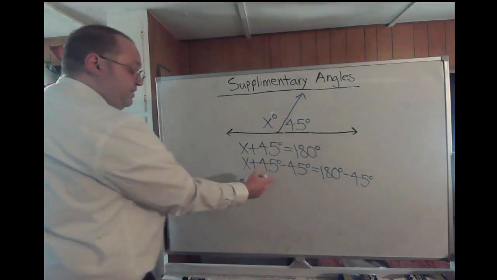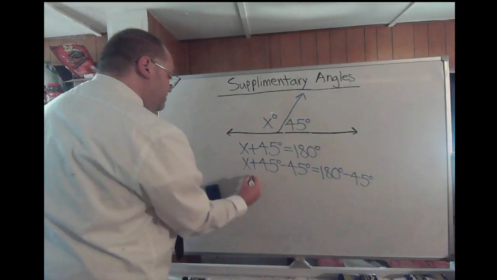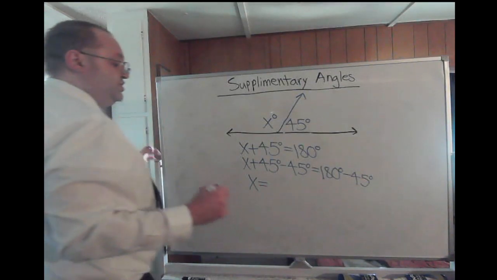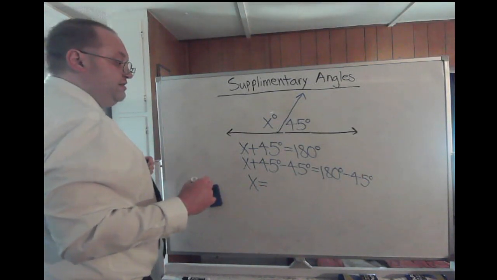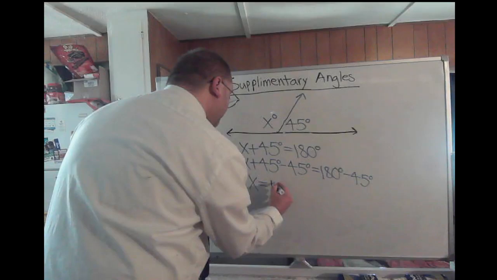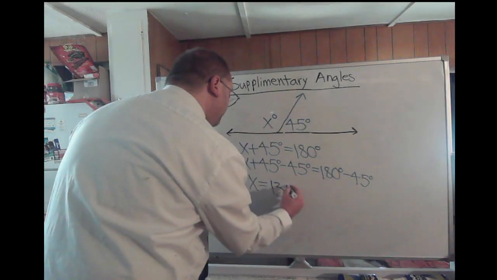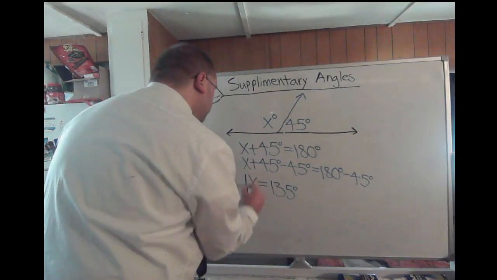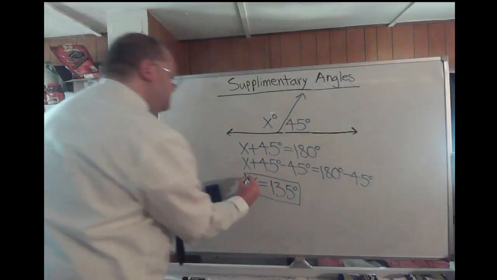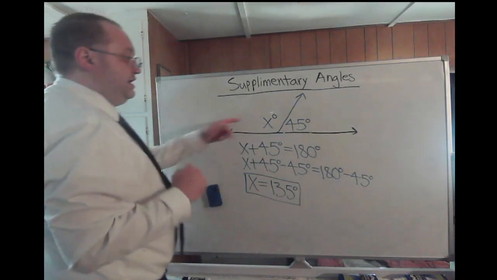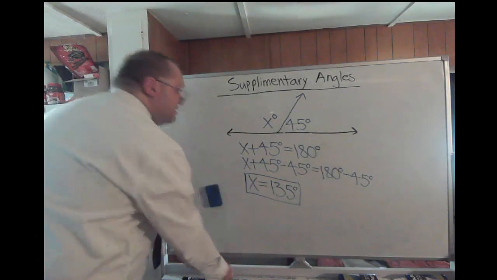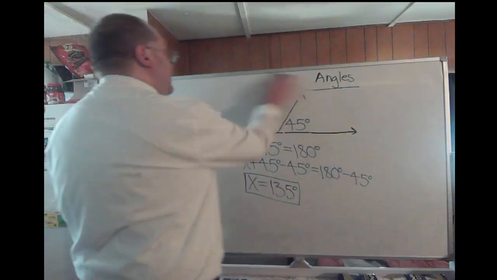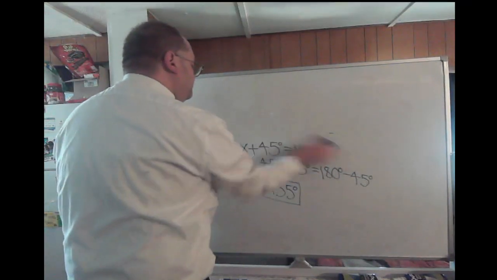Well, on the left, 45 minus 45 is 0. You just got x by itself is equal to 180 minus 45. That'd be 135 degrees. So your answer for x is going to be 135 degrees. So supplementary angles add up to 180.